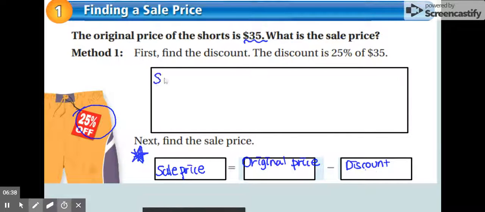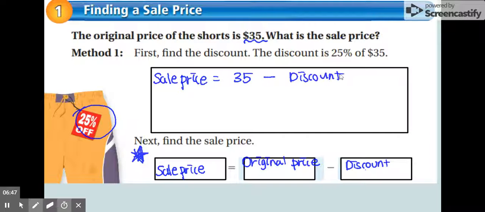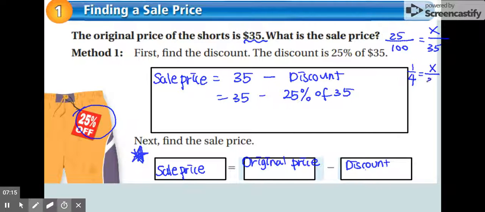So now let's find the sale price. What's the original price? $35, right? And what is the discount? The discounted amount is 25% of $35, right? What's 25% of $35? Let's use proportion. So 25 of 100, and 35 is the whole, right? And we're looking for the part, right? And 25 over 100 is 1/4. So 1/4 equals x over 35. So you can do 4x. Let's do cross multiplication, and 35 divided by 4.